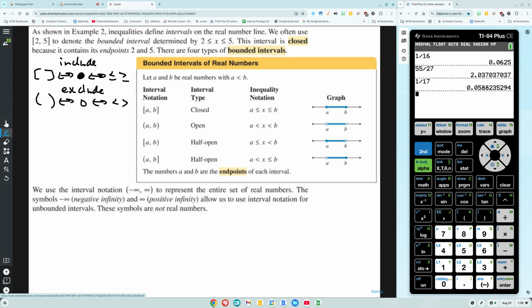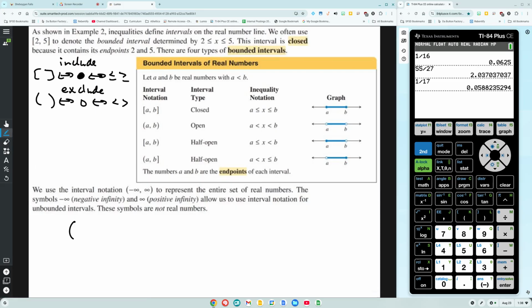And you can see how an interval is closed when I'm including both those endpoints. It's open when I'm excluding both those endpoints, and it's half open, half closed when I have one of those included and one of those excluded. We use interval notation negative infinity to infinity to represent the entire set of real numbers. The symbols negative infinity and positive infinity allow us to use interval notation for unbounded intervals. These symbols are not real numbers.